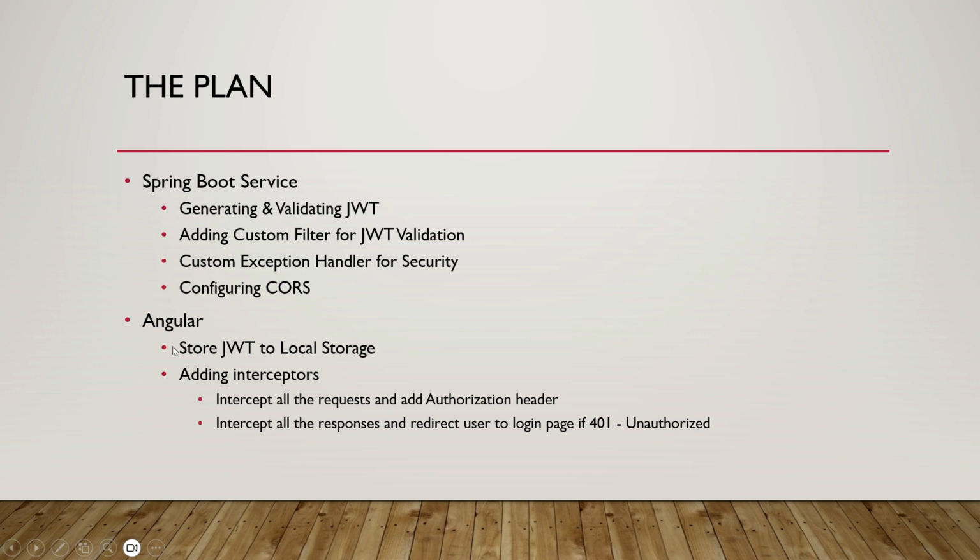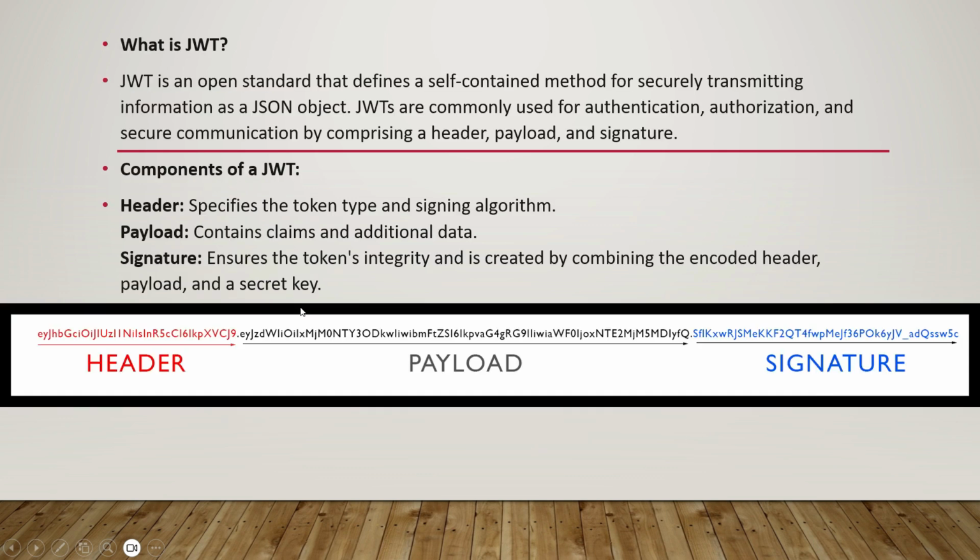And on the Angular side, we are going to store the JWT response from the backend server in local storage, and we're going to create an interceptor that is going to add the authorization header to the request to the backend, and also intercept the response and, if the user is not authenticated, redirect them back to the login page. And before we jump into it, let's understand what JWT is.